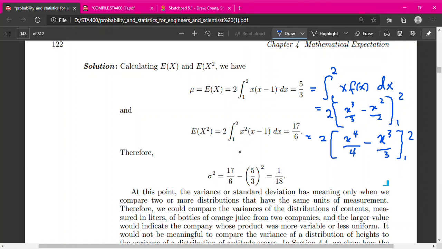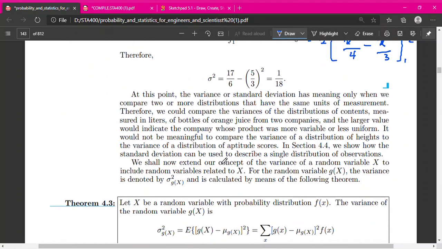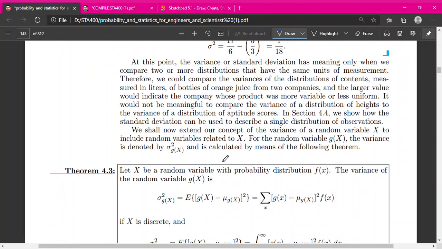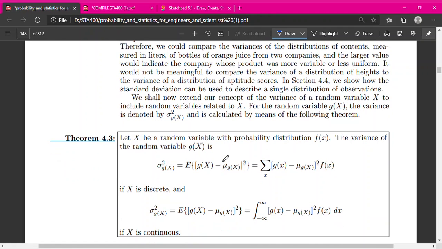Okay, since we have these two values, we can apply the formula of the variance, which is the expected value of X squared minus the mean squared. So lastly, you will get the variance as 1 over 18. Okay. So that is the way you find the variance using the mathematical expectation.